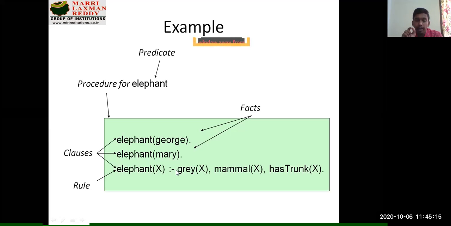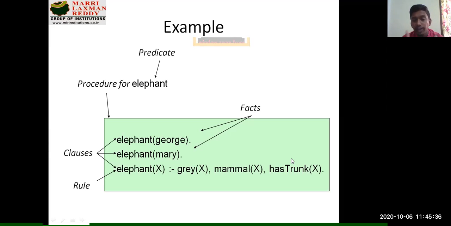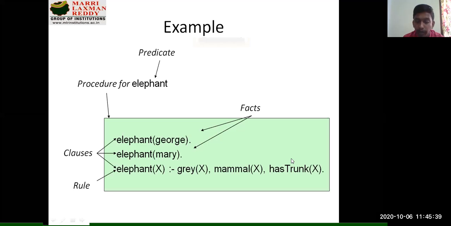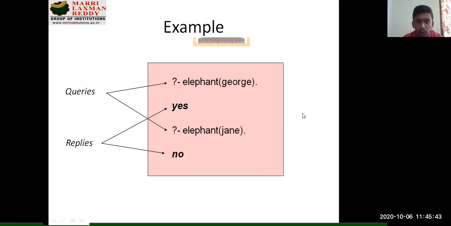So here I am saying that something is called an elephant if it is gray in color. Here gray indicates the color of your elephant. Mammal is the type of animal, whether it is a mammal or a different type of animal. And whether it has a trunk or not. So I am specifying that something is called an elephant if it has these features. Now I am trying to post a query specifying elephant of George.